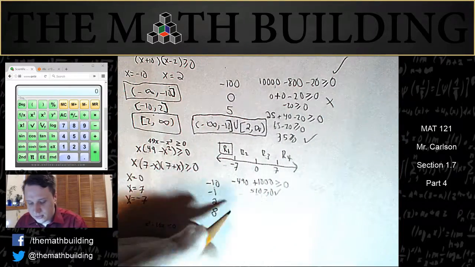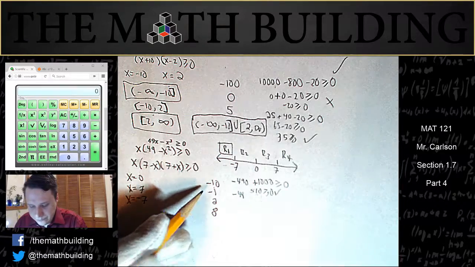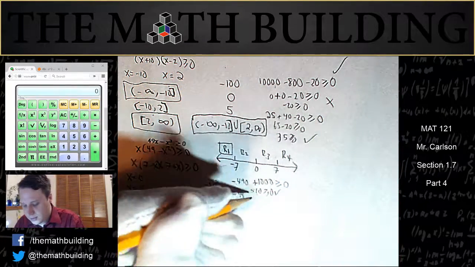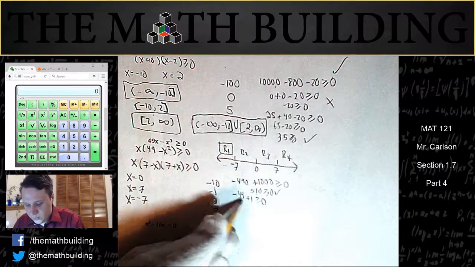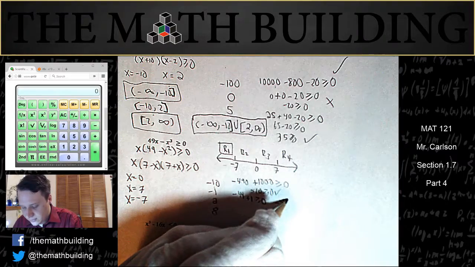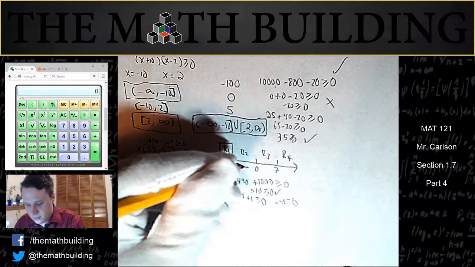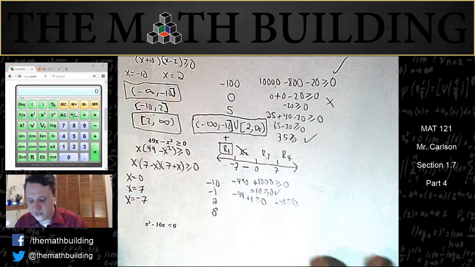Let's check region 2. Let's plug in a -1. I get -49. And if I plug in -1 there, times itself 3 times is -1, so minus that would be +1. We see that that's going to be -48. So that's a negative. That means region 2 is not part of the answer. Region 1 was positive, so it was.